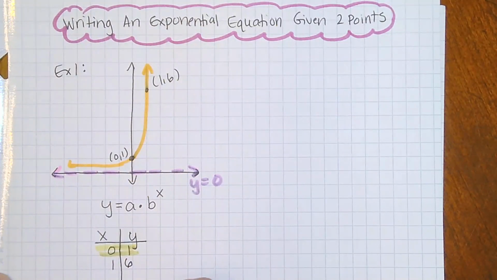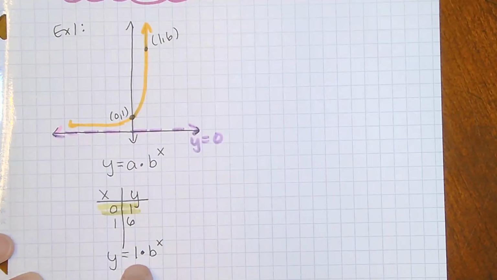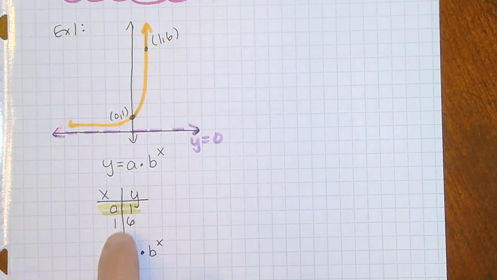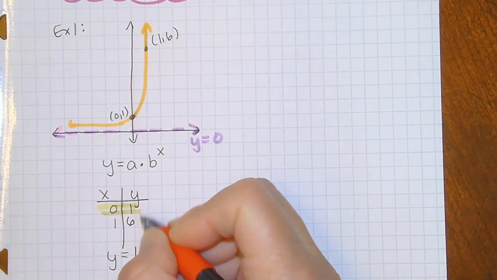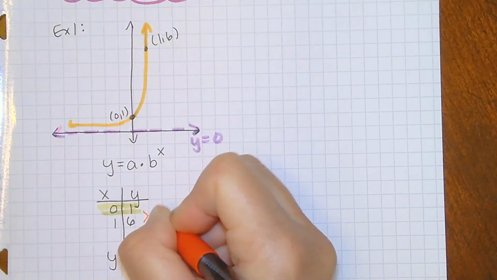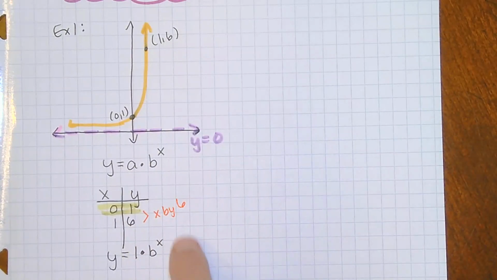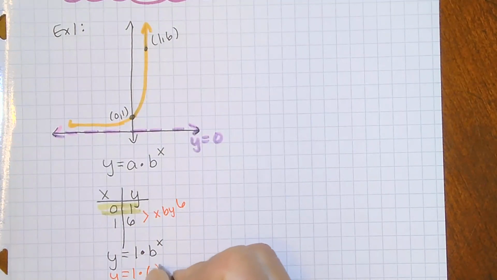So I know my equation is going to be y equal 1 times some b to the power x. Again, my a is my 1. It's my start. It's my 0. Now my b is going to be my multiplier. So how am I going from here to here? What am I multiplying by? I'm multiplying by 6. So that means my multiplier is 6. So now this is going to be y equal 1 times 6 to the power x, and that's our equation.